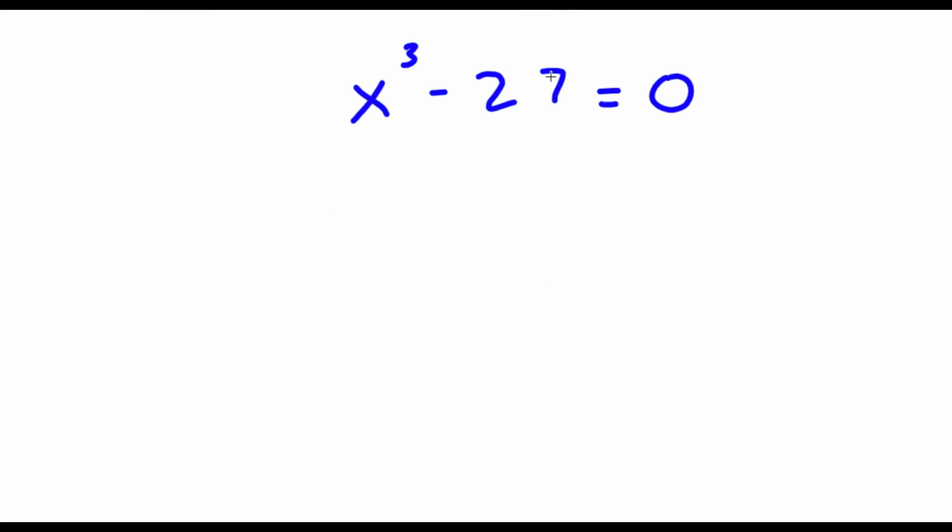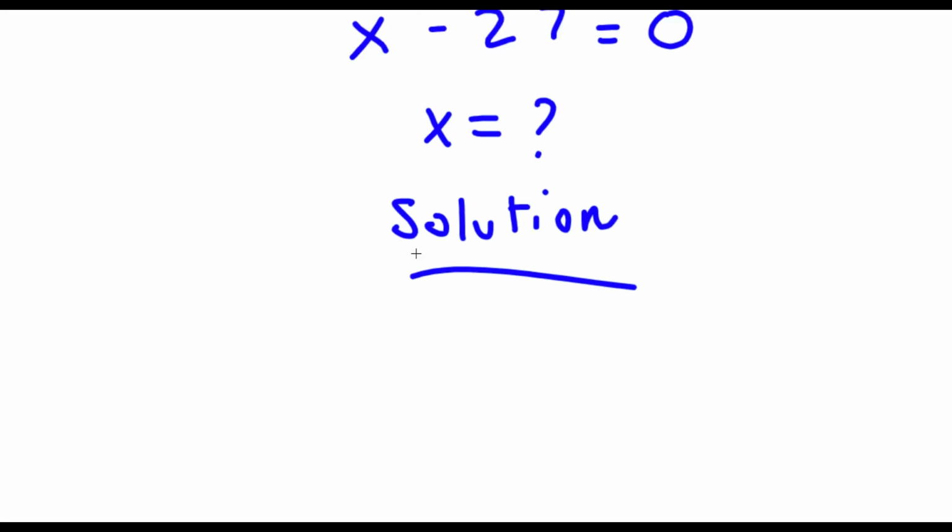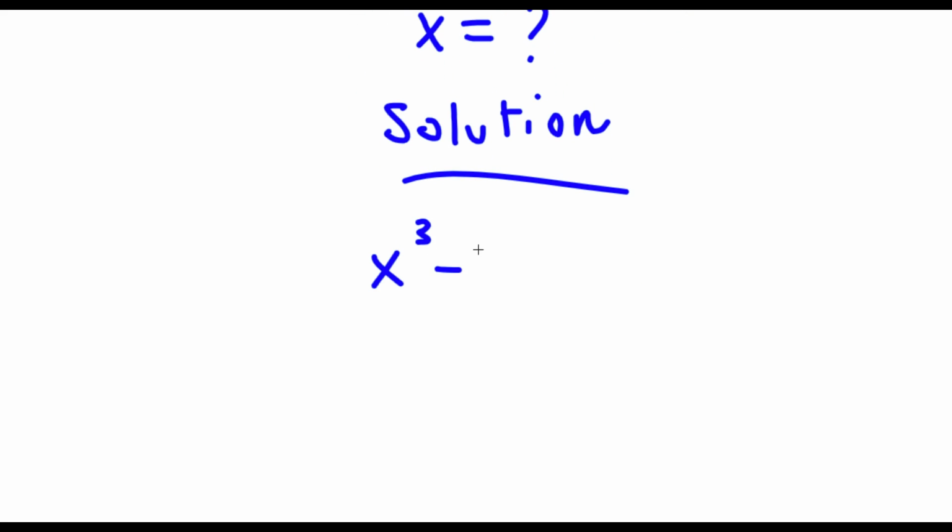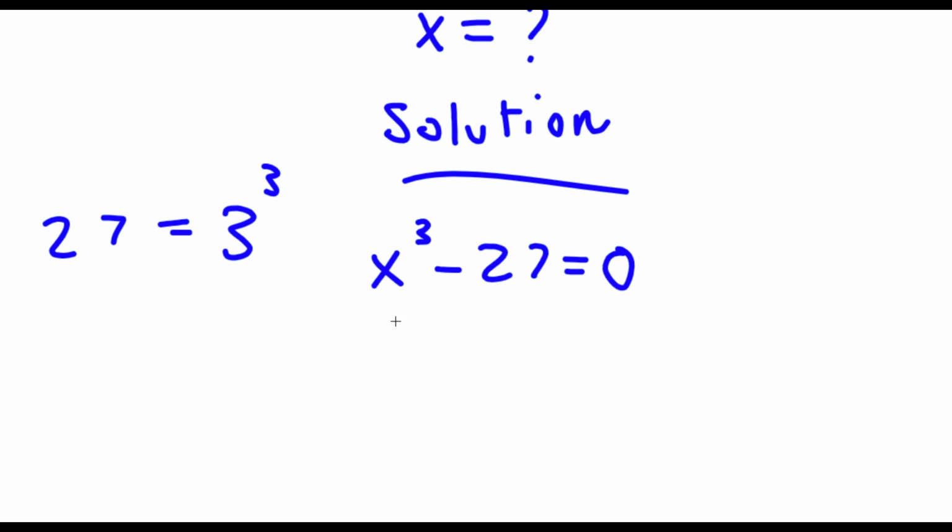Alright, so I have x to the power of 3 minus 27 is equal to 0. Now I'm trying to find the value of x here. So for my solution, I first start with x to the power of 3 minus 27 is equal to 0. Now, 27, this is the same thing as 3 to the power of 3. So now if I substitute in 3 to the power of 3 for 27, I get x to the power of 3 minus 3 to the power of 3 is equal to 0.